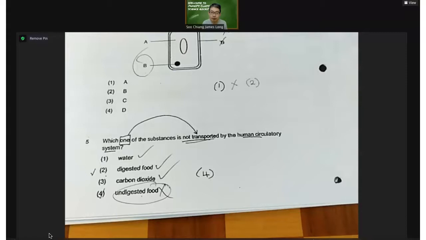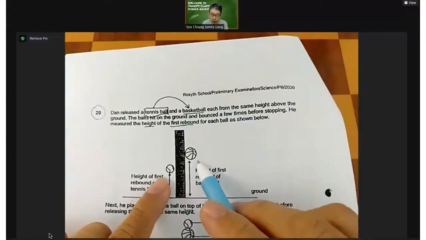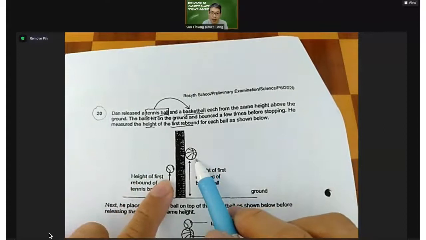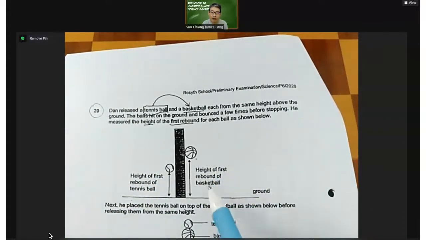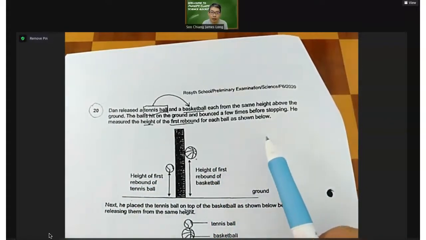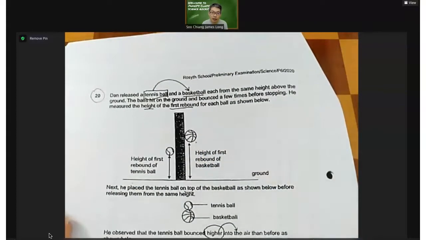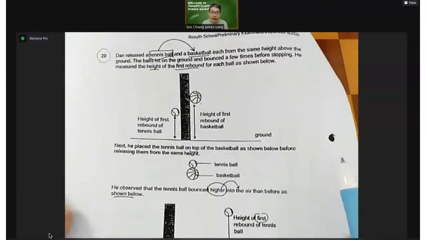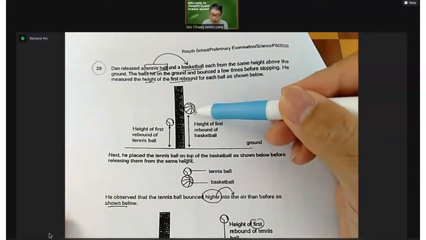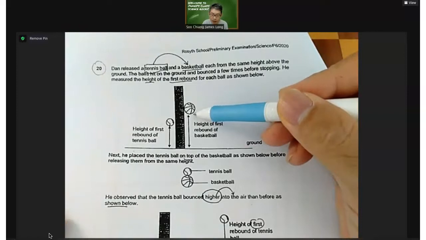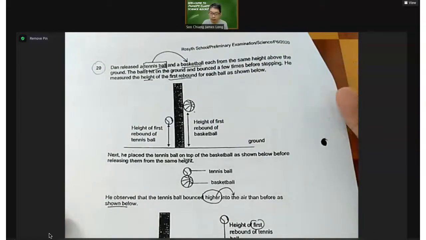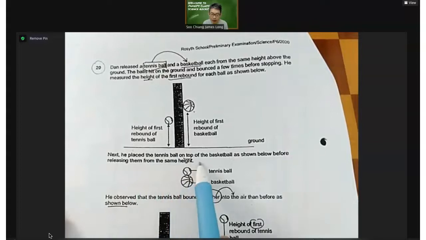Now, release a tennis ball and a basketball each from the same height. So smaller ball, larger ball, I assume less mass, more mass. The tennis ball hit the ground and bounced a few times before stopping. He measured the height of the first rebound for each ball. Okay, the balls hit the ground. Next, you notice from the picture that the basketball seems to rebound higher in the first rebound.